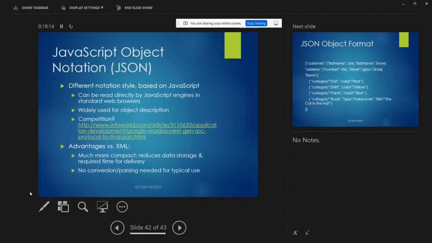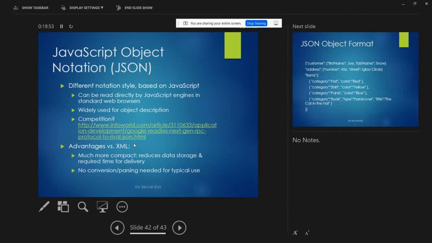All right. The other one, JSON. JSON stands for JavaScript Object Notation. It's a different notation style based on JavaScript, which is code for doing active content in web pages. Towards the end of the lab, you'll do a little bit of stuff with JavaScript, and it'll be fun, I hope. Anyway, the nice thing about JSON is it can be read directly by JavaScript engines and standard web browsers. Because JSON is already in a JavaScript compatible format, you don't need to do any translation on it. You can just take the object description the way it is, throw it right into a web app, and it'll get read correctly. Very widely used for object description these days.